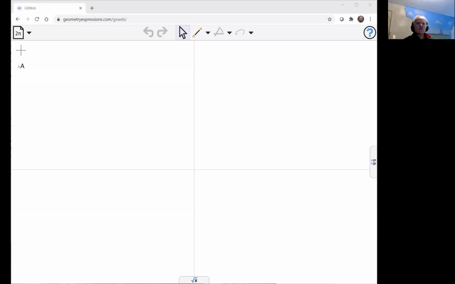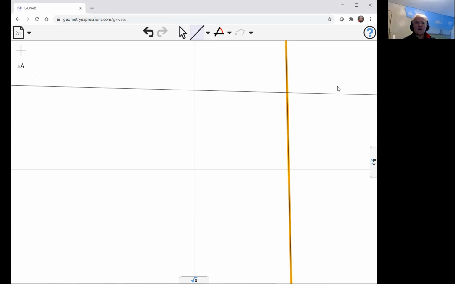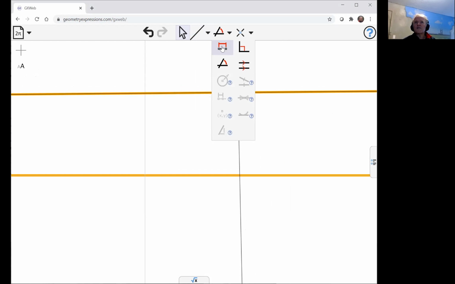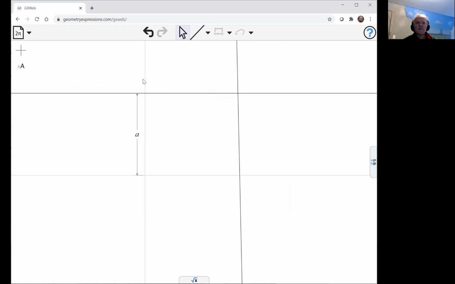So here's the mechanism. We're going to use a couple of auxiliary lines here, parallel to the x-axis and another one parallel to the y-axis. And they're going to be the same distance. So we're going to specify both the parallelism and the distance away with a single constraint, the distance between the two lines. Make that a, it squares up the lines and makes the distance appropriate.